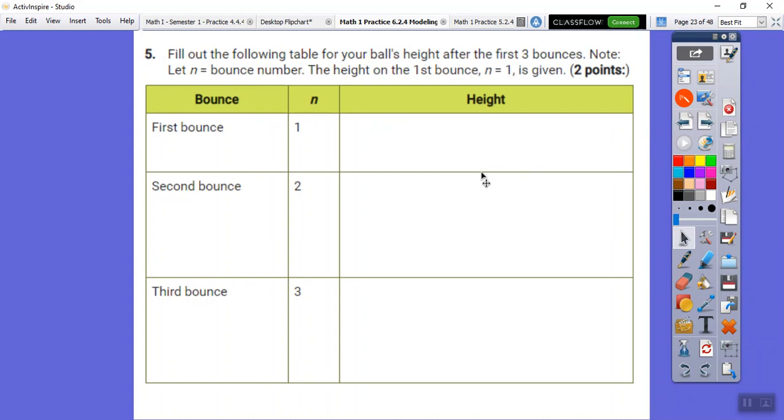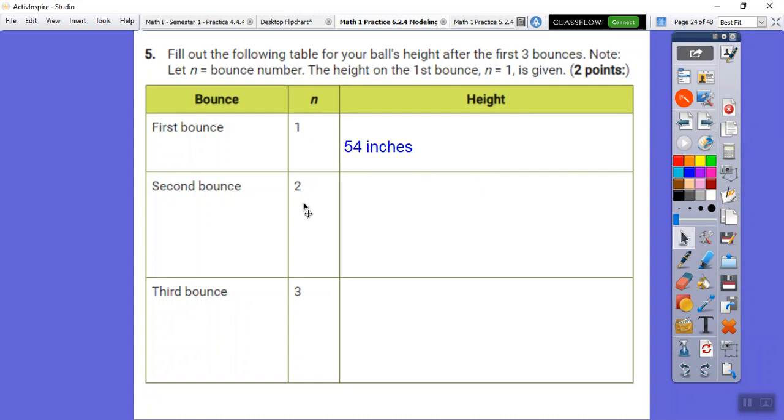Anyway, so we're going to fill out the table for our ball's height after three bounces. We're going to let n be the bounce number. So here's the bounce number. So the first bounce was 54 inches, okay?